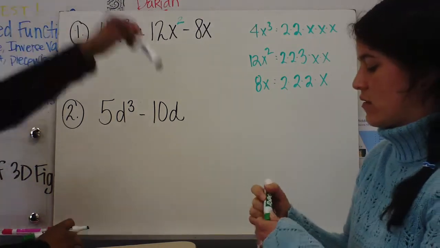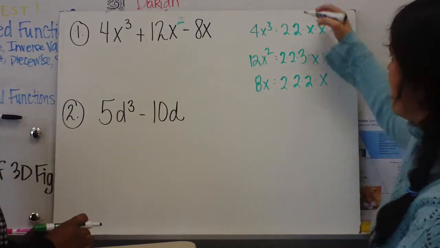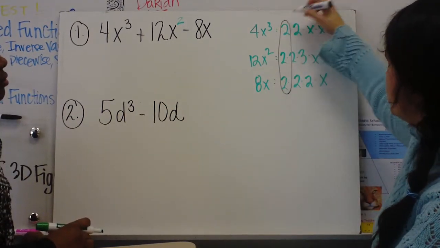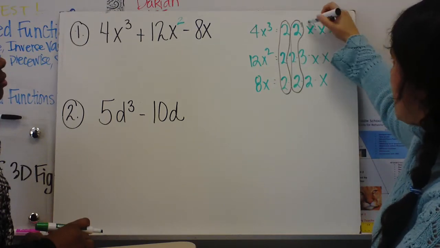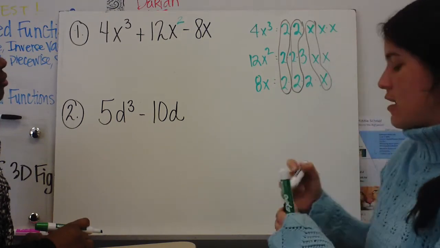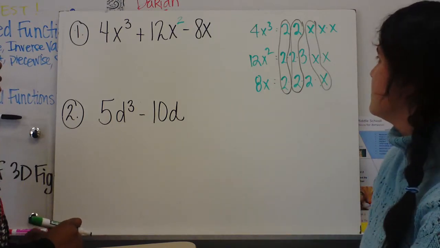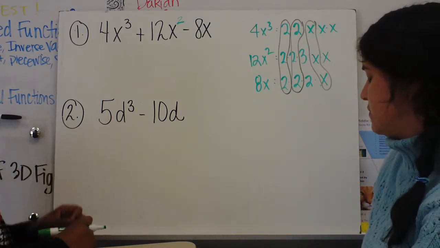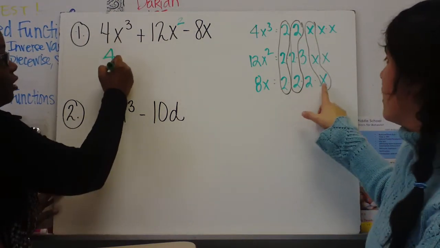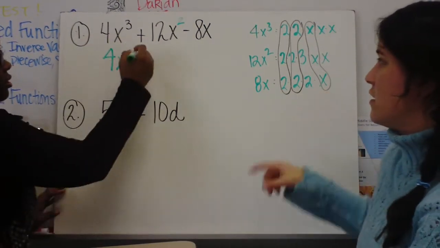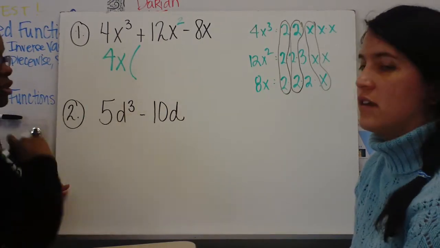And Ms. Hintler is going to circle what they have in common. So they all have a 2 in common, and they all actually have another 2 in common, and they all have an x in common. Alright, so we're going to multiply together what they have in common. 2 times 2 is 4, and then an x. So that's the GCF that you have pulled out.